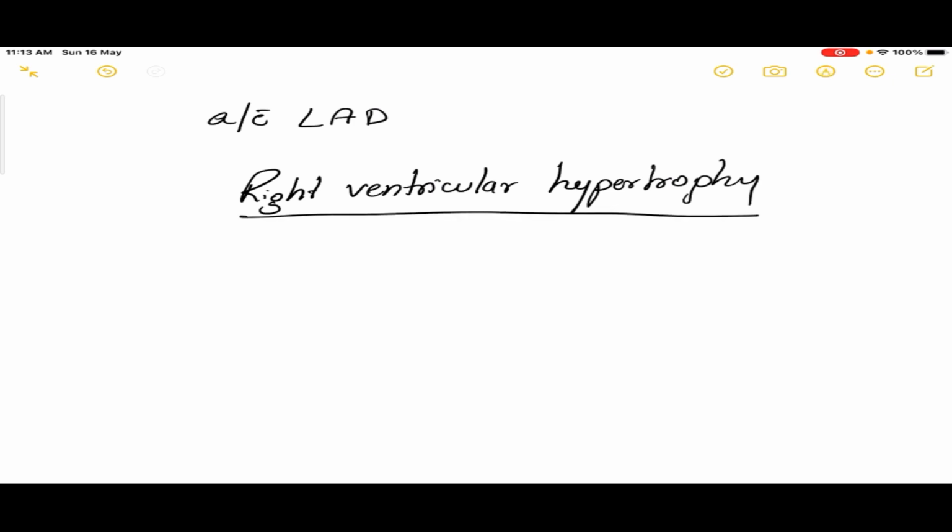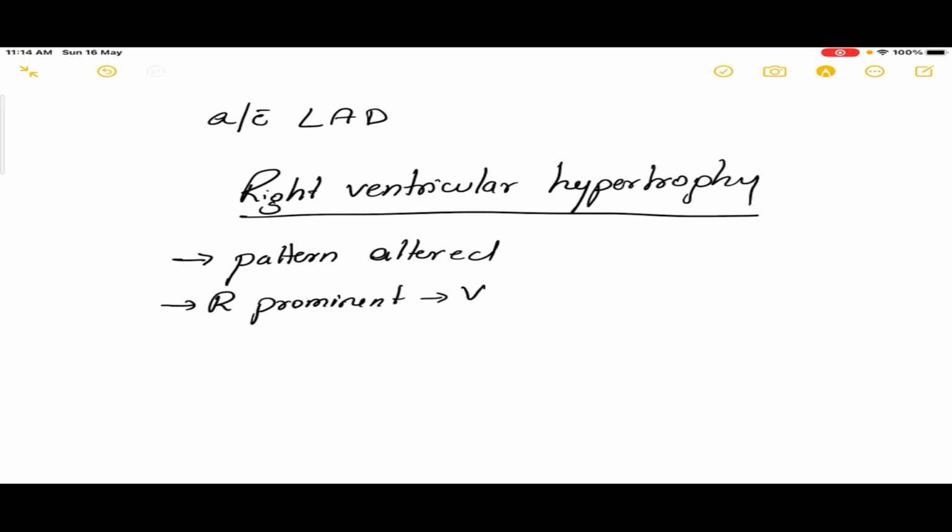So right ventricular hypertrophy, the pattern is altered. The pattern is altered where the R wave is prominent in V1 or V2 and the S wave is prominent in V5 or V6.